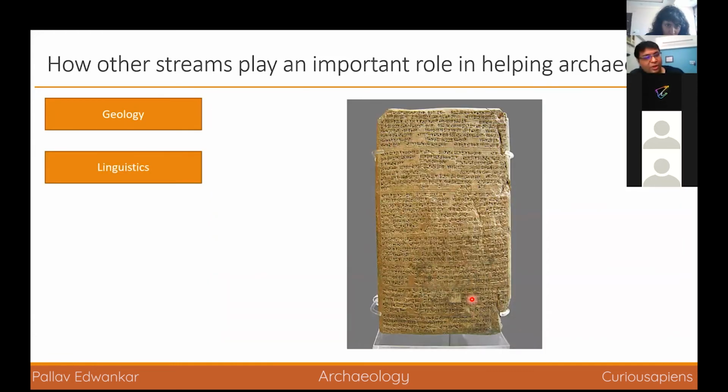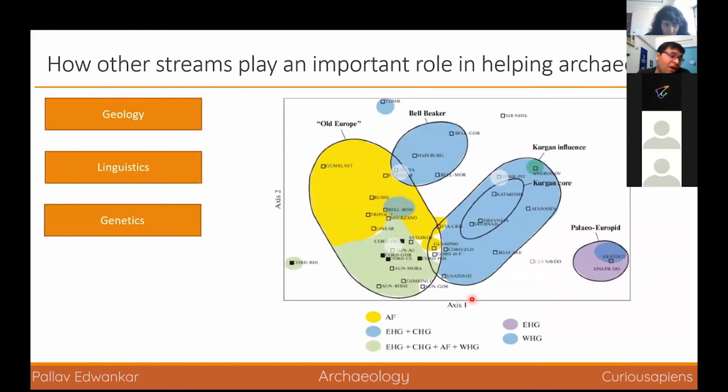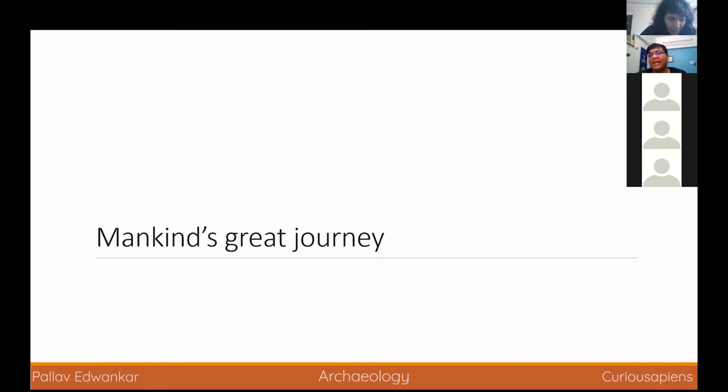This is a cuneiform tablet. Many times an archaeologist will find inscriptions from the past, so an archaeologist has to know which language he is dealing with and which culture he is dealing with. Now the biggest thing which has happened in archaeology is the influence of genetics. Genetics from the bones of the people in the past gives a very important tool to the archaeologist to find out how old that person was and how that person was related to all the other people in that area.